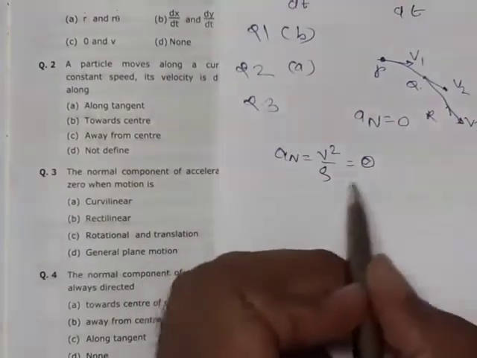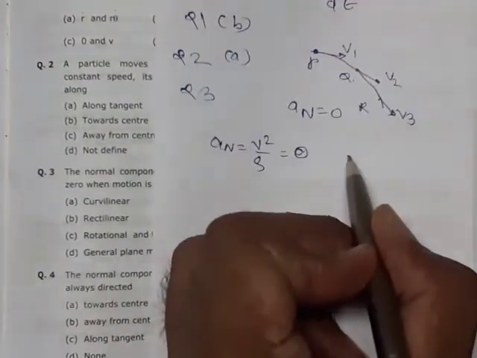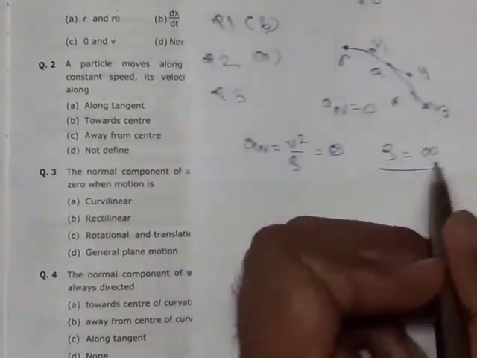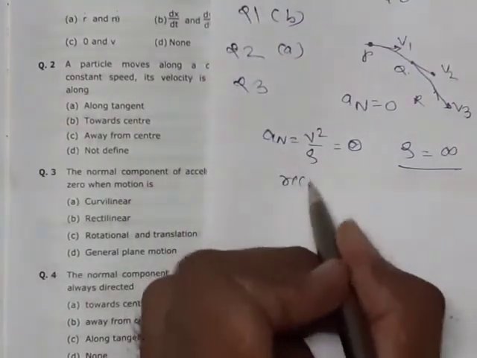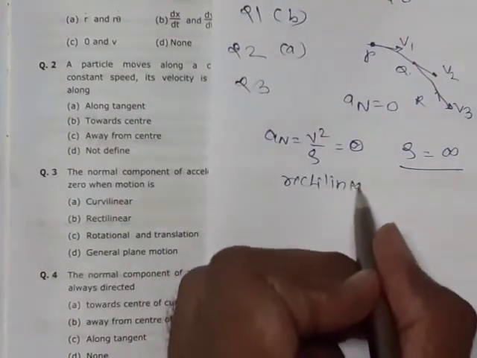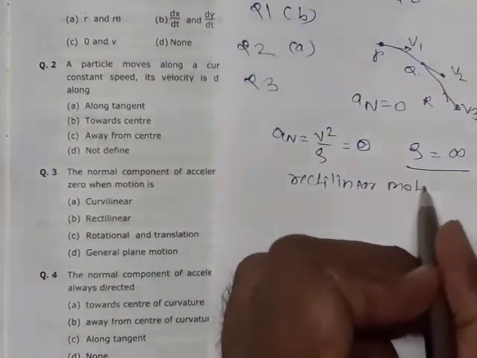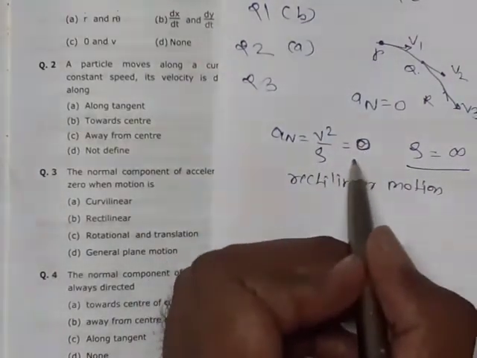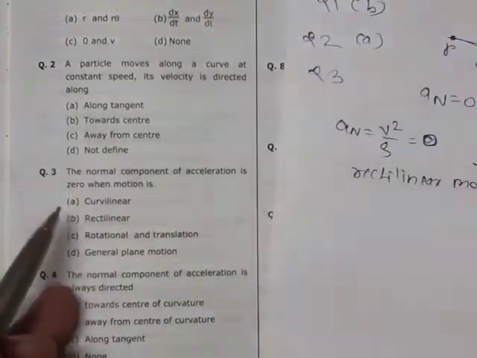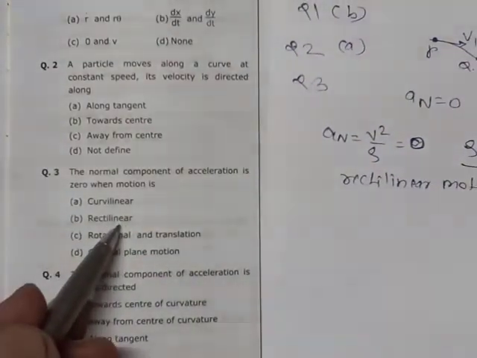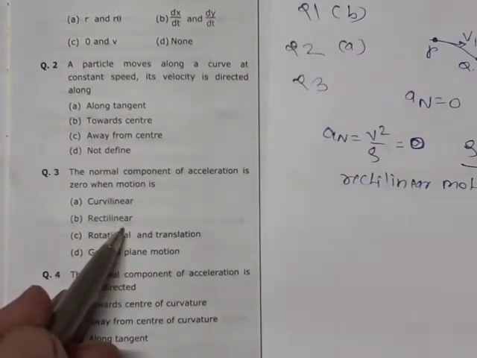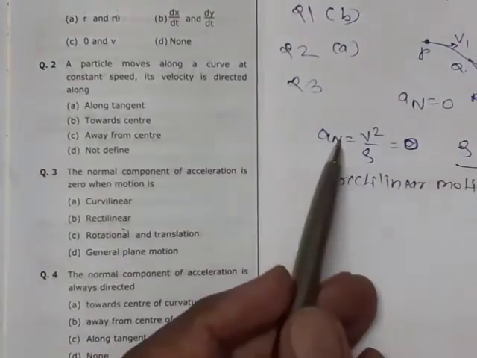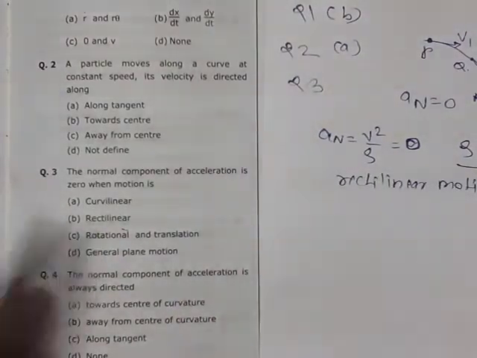This answer will come 0 if we take the value of rho, the radius of curvature, equal to infinity, and the radius of curvature will be infinity when we are talking about rectilinear motion. So in rectilinear motion the radius of curvature is infinity. So 1 upon infinity comes 0, that is an will become 0. So in the question, option B, rectilinear motion. In case of rectilinear motion, the value of rho will be infinity and finally an will become equal to 0. So the correct option is option B.